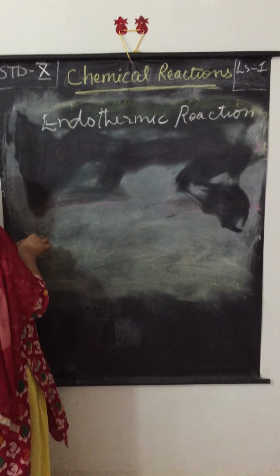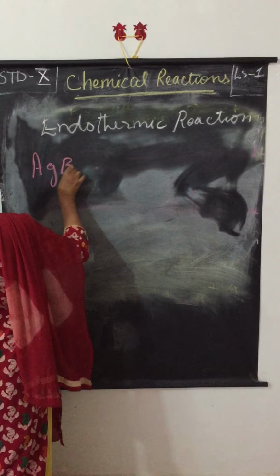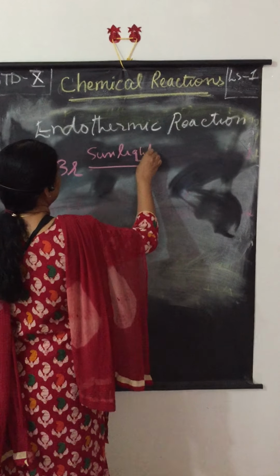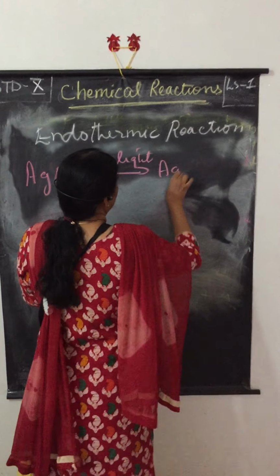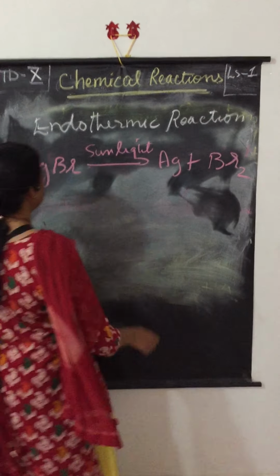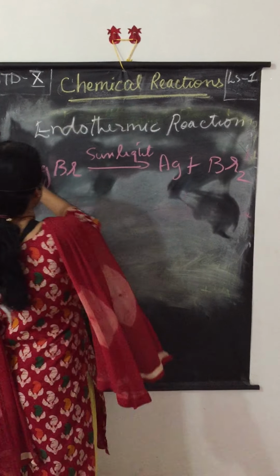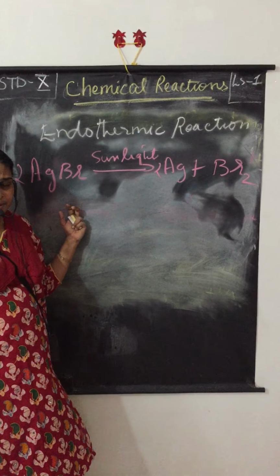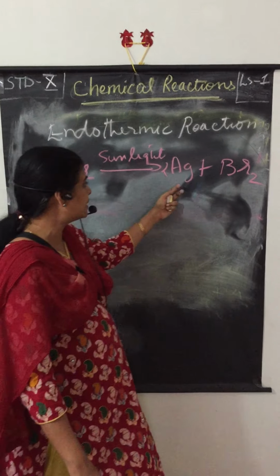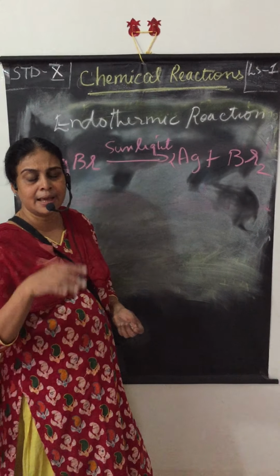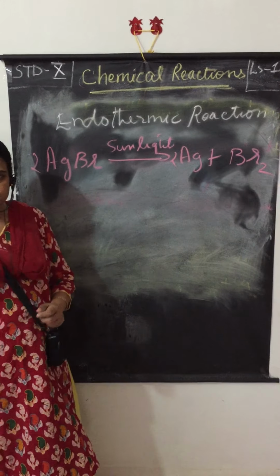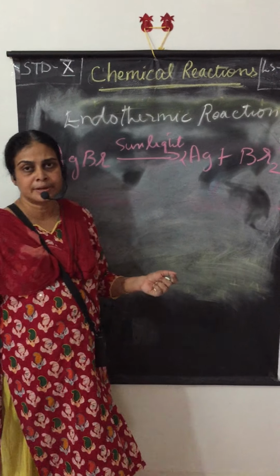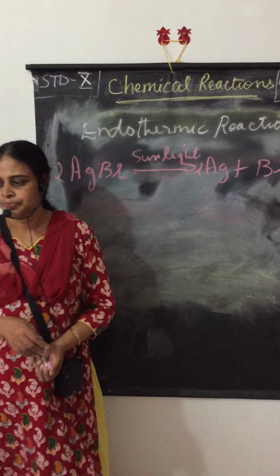So here in this case, silver bromide, both have valency 1. It absorbs the sunlight and forms silver and bromine. Bromine is a diatomic element, so we write two bromine atoms, and it is balanced. So it is an endothermic reaction. Sunlight is absorbed and silver bromide is decomposed into silver and bromine. The first reaction we discussed is an exothermic reaction. It is also a combination reaction, and this one can be a decomposition reaction plus an endothermic reaction.